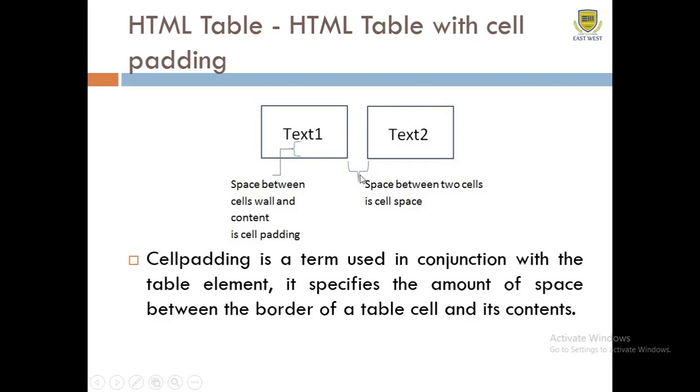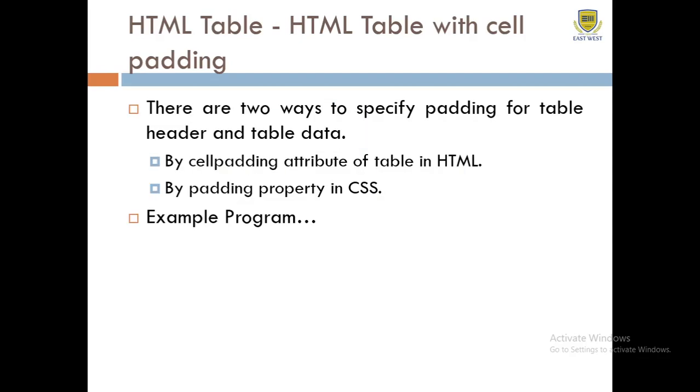So this is called cell padding, as well as the gap between the two different table cells, that is also called cell spacing. Okay, so this we will learn now. There are two ways to specify padding for the table header and the table data: the cellpadding attribute of the table in HTML, and the padding property in CSS. Let us check out with an example program. So how can we do it?